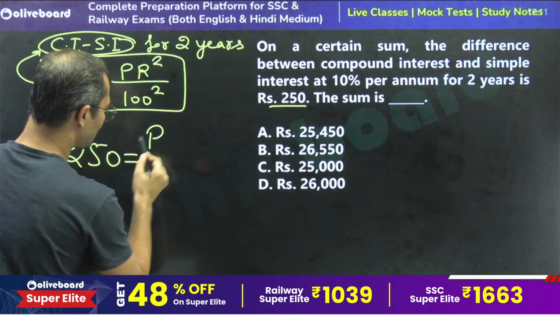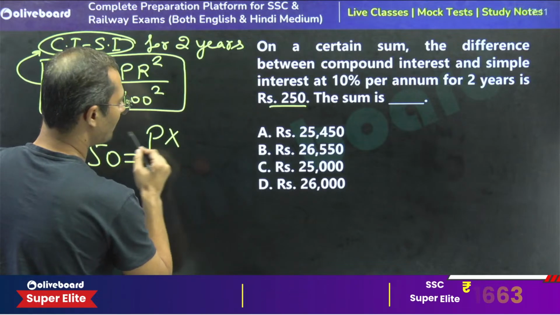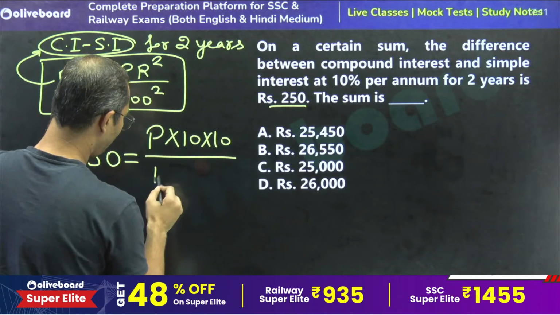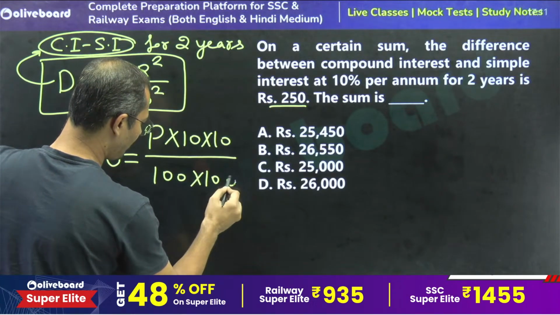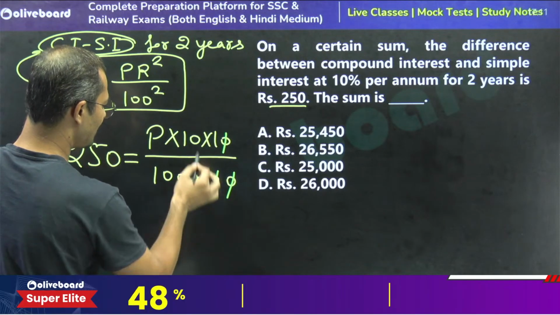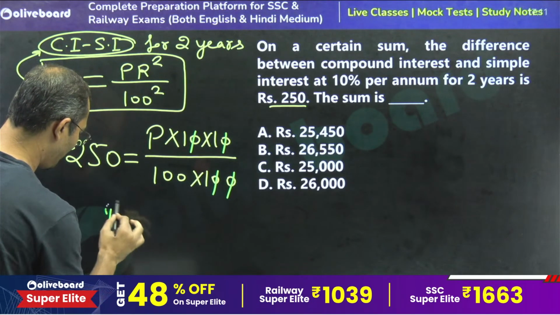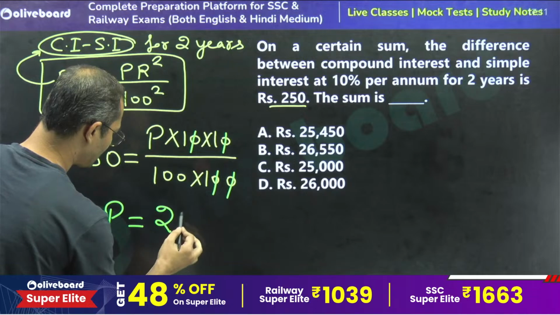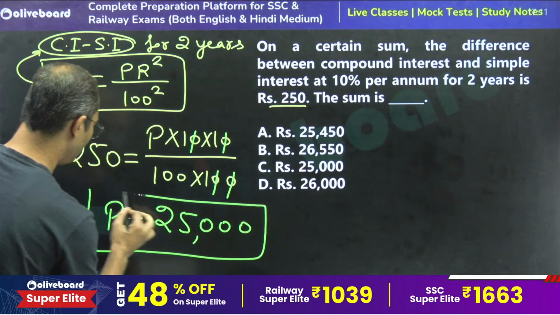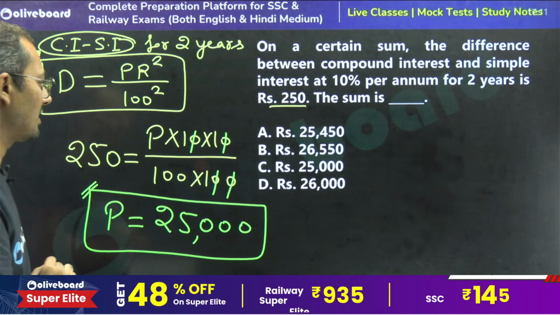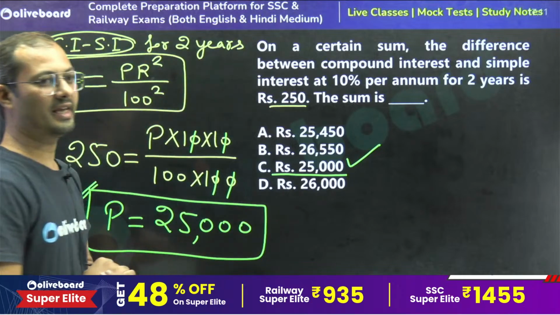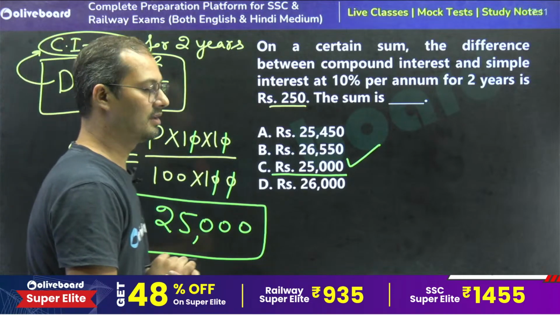What is the principal? We have to calculate the principal. Now what is the rate? Rate is 10%, so 10 into 10 divided by 100 into 100 simply. So we can say that 0 0 cancel, 0 0 cancel. So principal is going to be 25000. So 25,000 is the right answer. C part is the right answer.